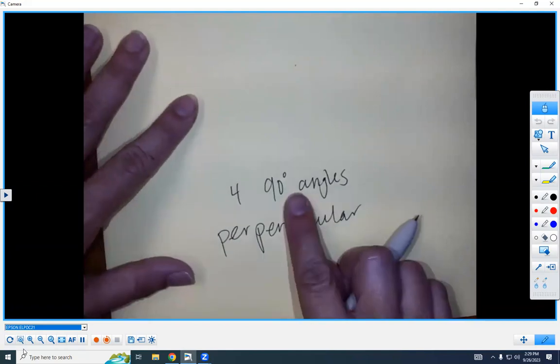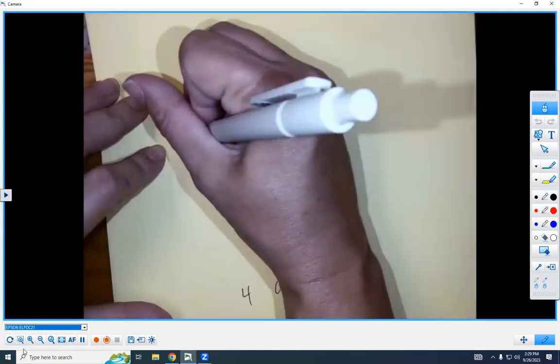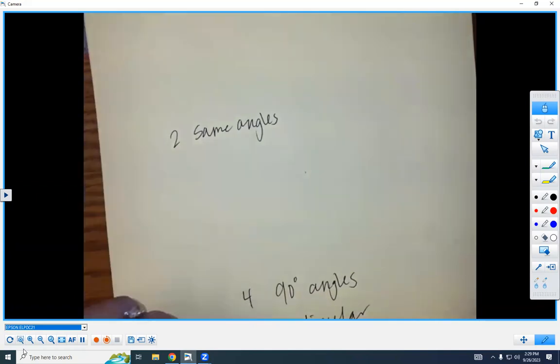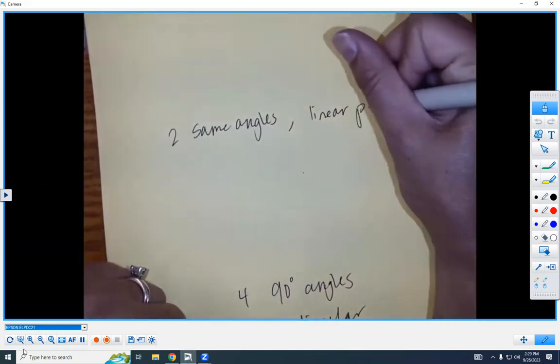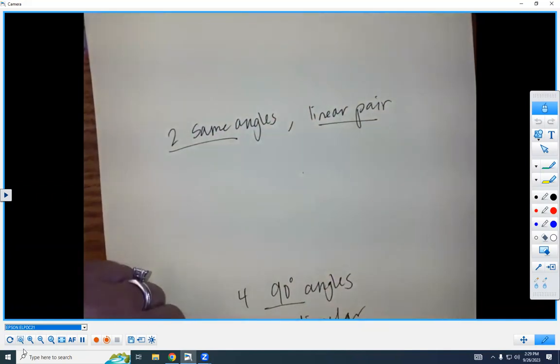Okay, so right now I don't know anything about 90 degrees. Right now I know they're congruent, so two of the same angles. And then what else do I know? They're a linear pair. So how can I convert these words to 90 degrees?